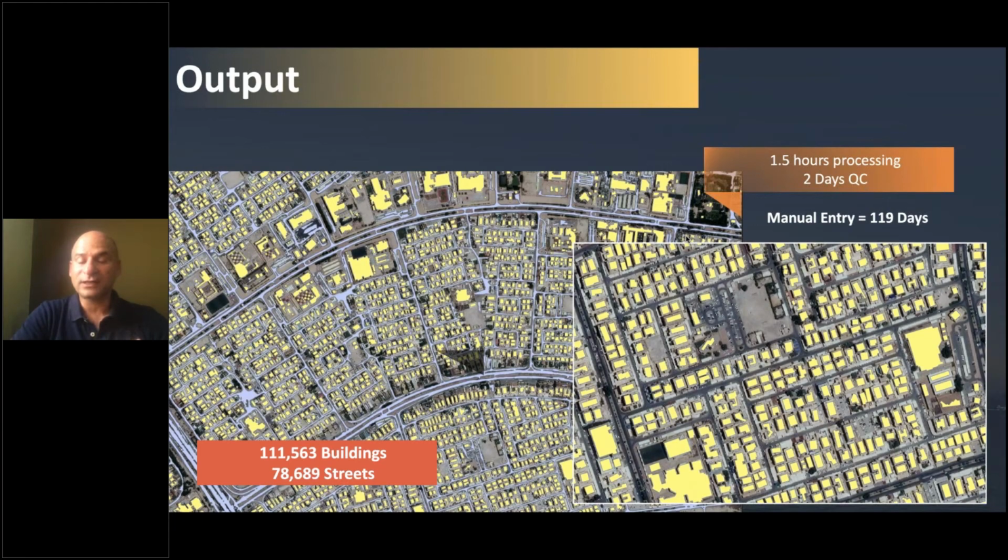After running the prediction and the post-processing, we generated around 111,000 building footprints and more than 78,000 street segments. This processing took around 1.5 hours, and for sure, we entered it into a visual quality control process, which took 2 days from one person. Doing the same data using manual data entry based on our measurement baseline would take around 119 days, and you can feel the difference.